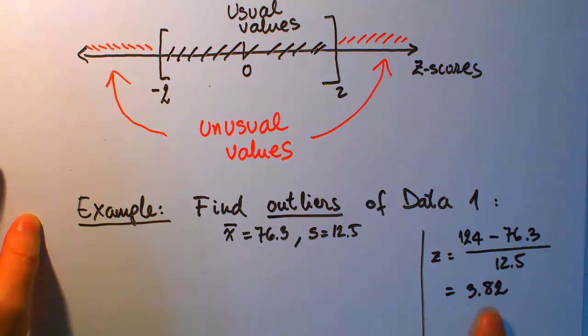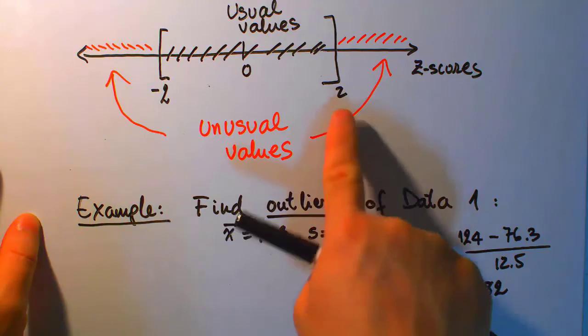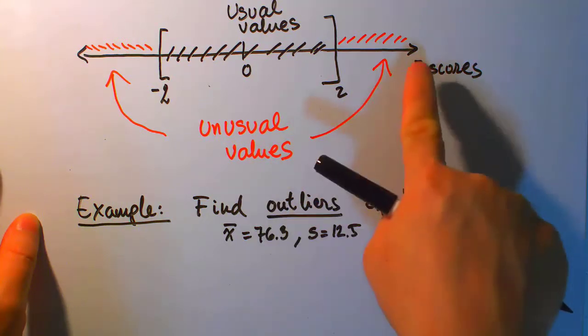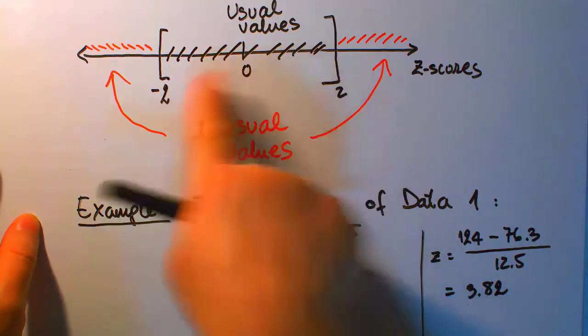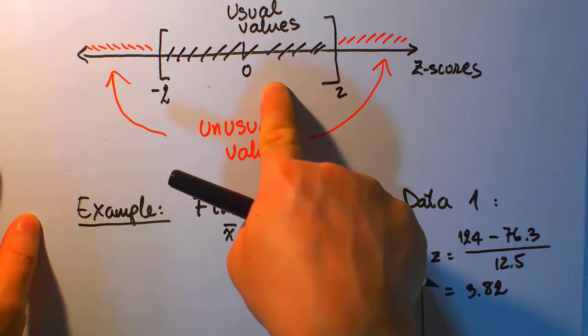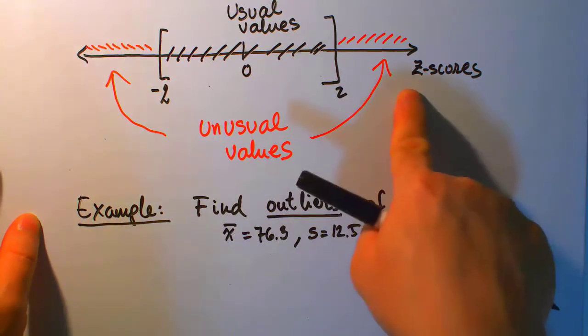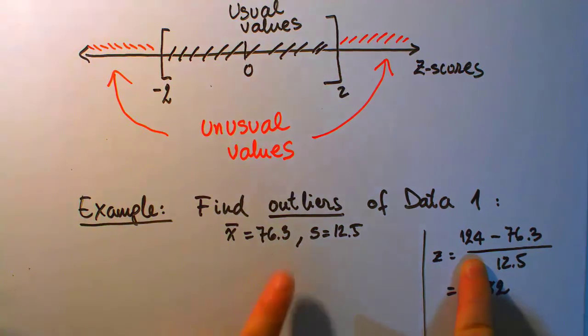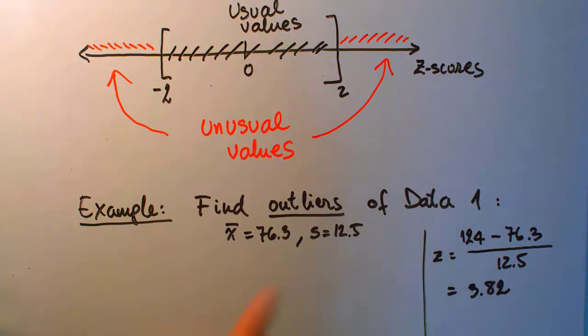So this is indicating that 124 is well qualifying to be an outlier, because the z-score we just calculated here falls outside of the usual range of the z-score. It's falling into the unusual area, indicating that 124 in this data is unusually high.